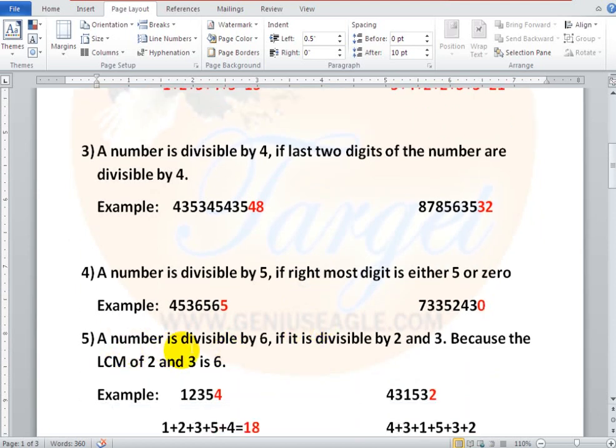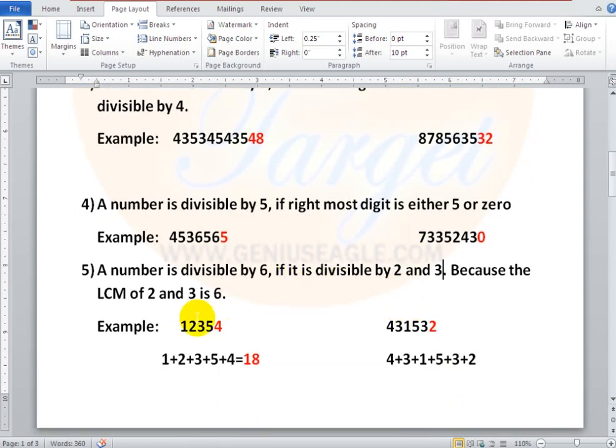Next is the case of number 6. A number is divisible by 6 if it is divisible by 2 and divisible by 3, because we know that the LCM of 2 and 3 is 6. So a number which passes the divisibility test of 2 and the divisibility test of 3 will be divisible by 6. Now for example, 12354.